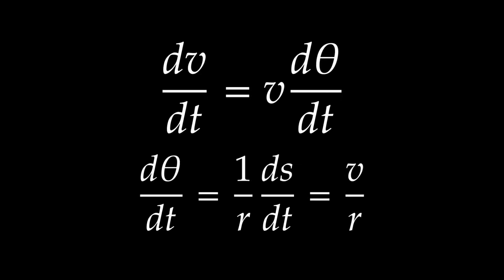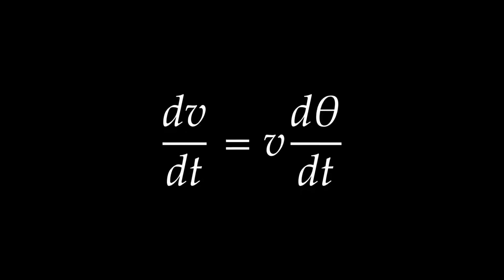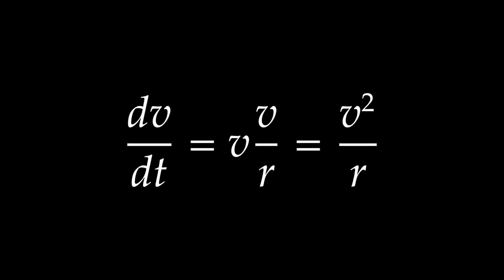Well, ds dt I know. The rate of change of the arc length with respect to time, the rate of change of position as a function of time, is the speed. And so what I find here is that d theta dt is the speed divided by the radius. And so now I can fully construct the derivative of the velocity with respect to time, the derivative of the speed with respect to time, which is the magnitude of the velocity in this case, as v times v over r, or v squared over r, and that is the magnitude of the acceleration.